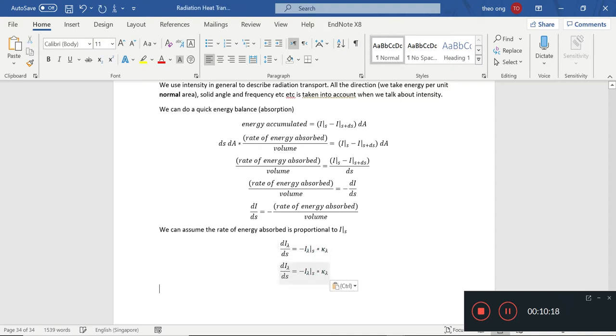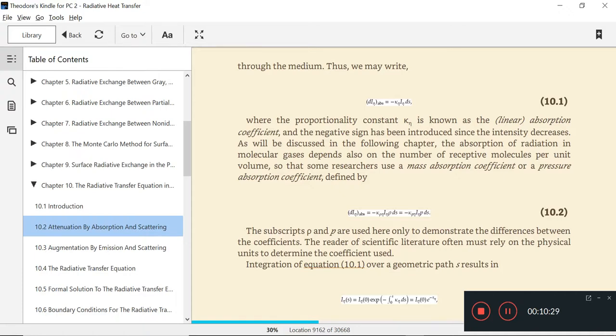Of course, the neater way is to just use this kappa lambda, I lambda. So yeah, this is the change due to absorption, if we are only purely absorbing this material.